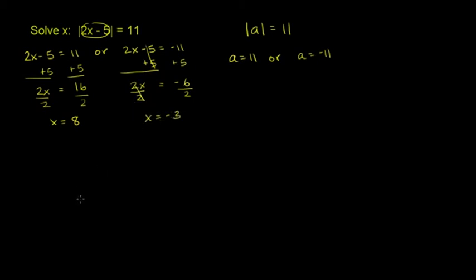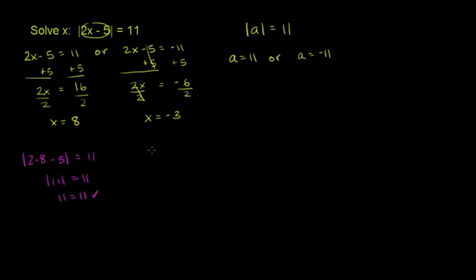So we've gotten two solutions depending on whether this thing in here is either equal to 11 or negative 11. We got x could be equal to 8, in which case 2x minus 5 would be 11. Or we have x is equal to negative 3, in which case 2x minus 5 is equal to negative 11. Let's verify it. So if x is equal to 8, let's show that it satisfies this equation. So we'd get the absolute value of 2 times 8 minus 5 should be equal to 11. 2 times 8 is 16, minus 5 is 11. So we have the absolute value of 11 should be equal to 11. And we know that's true. The absolute value of 11 is 11. So it all works out.